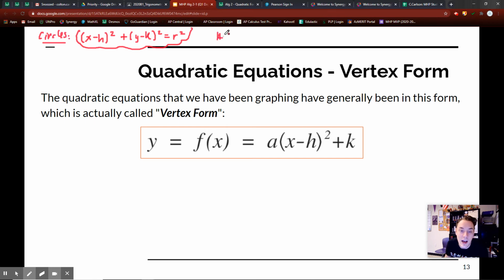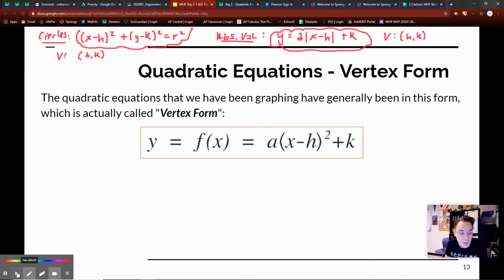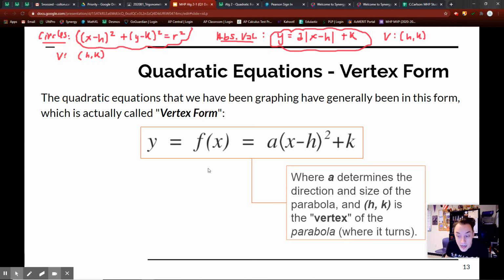But even with absolute values, we didn't totally go over this, but we can definitely show you right now. Even with absolute values, I can have y equals a times the absolute value of x minus h, plus k. Actually, no, I'm not going to do squared, because it's not. So even here, my vertex was still hk. That was my vertex. So what do you think your vertex is going to be here with quadratics? It's going to be hk.